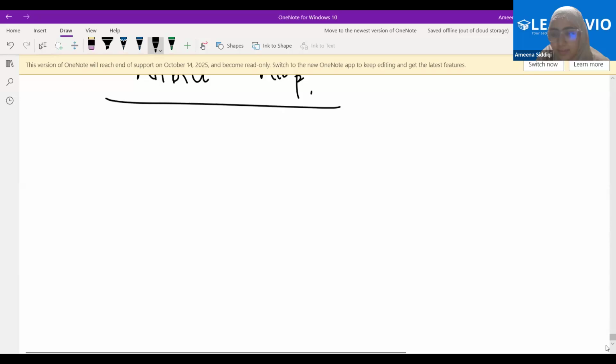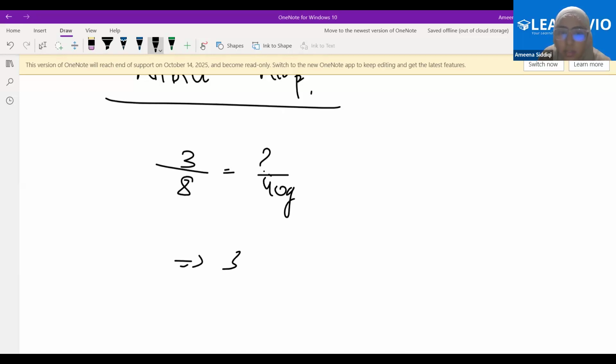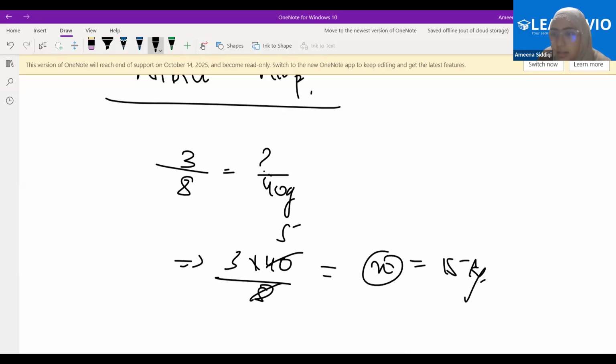Bethel. What is the mass given there? Mass of oxygen is given as 40 grams, right? This is what the question is? Yes. Now we want to know this. What will I do? 3 into 40 divided by 8, something like that. I will get this X value. We get it as 15 kg.